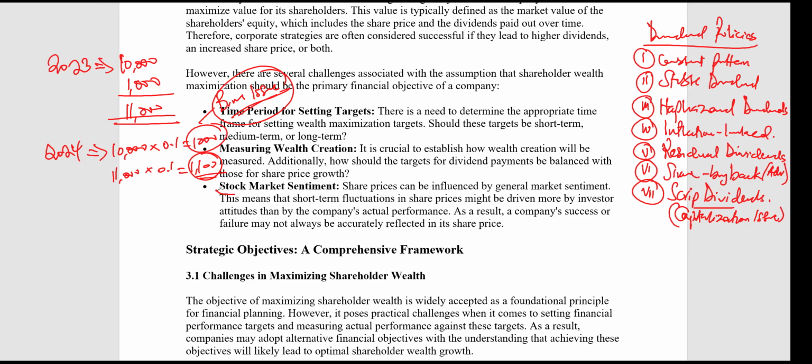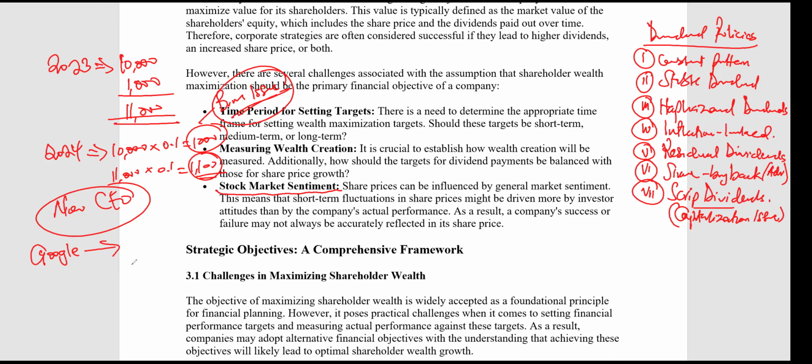Then sometimes the stock market and how the stock market works. We call something the efficient market hypothesis. Your share prices can be influenced by the general market sentiment. This means that short-term fluctuations in share prices might be driven more by investor attitudes towards the company than the company's actual performance. So you see a company and they say a new CEO is coming in, and then they say the Google CEO is now going to become your company's CEO. Don't you think the share price will rise immediately?